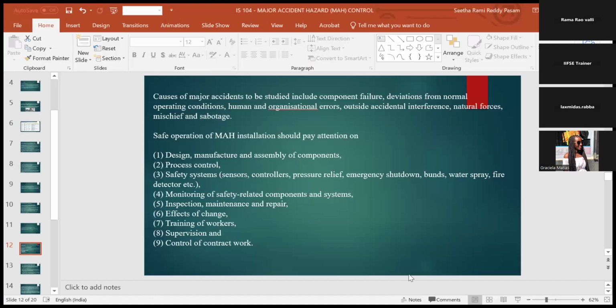Control of contract works is also a critical area we should take good care of, because the contractors are not familiar with the site, and their focus is always on completing the contract job and going away from the plant. So we should be very strict, and we should have contract safety management procedures or plans, or a contract management system, in place, so that we can effectively coordinate, control, and monitor their contract activities and complete them in a safer manner.